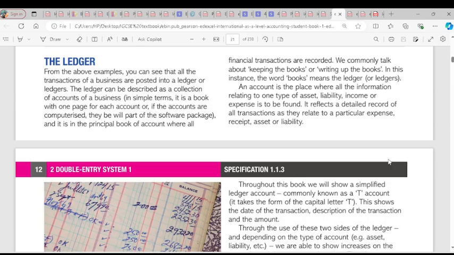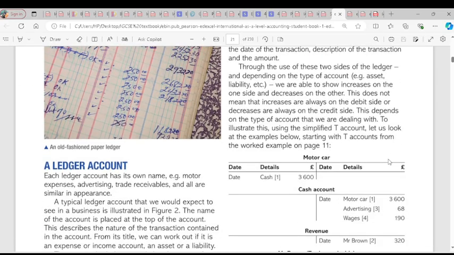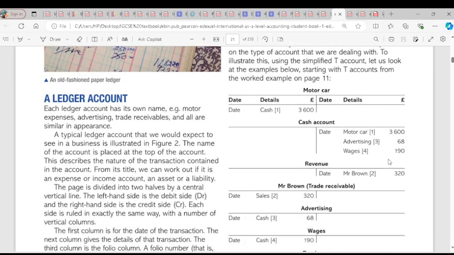So a ledger account is divided into two halves. Debit and credit. Debit on the left and credit on the right. Great. That's done.